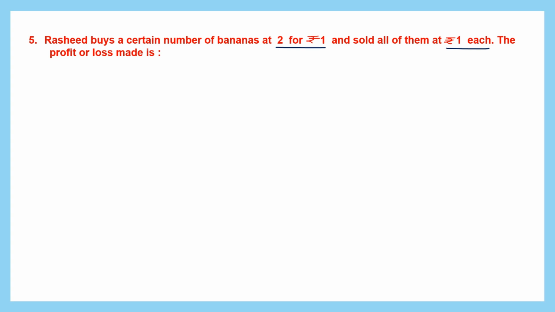Now we have to write this out. So here cost price of 2 bananas is 1 rupee. So here, as you can see, you're talking about cost price of 2 but selling price of 1. That means we have to make both cost price and selling price equal. So we're going to find the cost price of 1 banana. So cost price of 1 banana will be 1 rupee divided by 2. This is half a rupee, and half a rupee we know is 50 paise. So this is 50 paise.